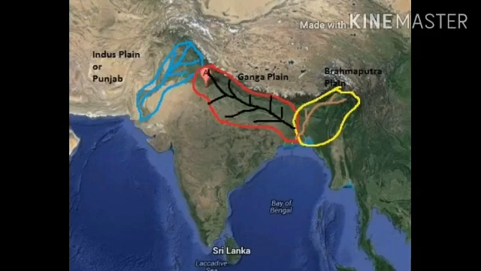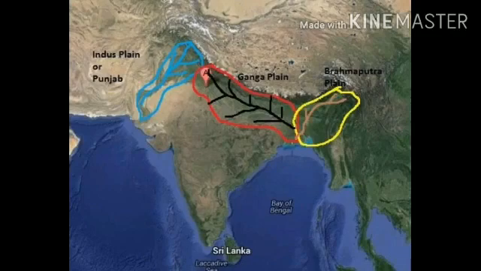Students, now we will discuss the Punjab plain. It is the western part of the plain. It has been formed by the Indus and its many tributaries. Students, do you know the larger part of this plain lies in Pakistan? The Indus and its tributaries, the Jhelum, the Ravi, the Satluj, the Beas and the Chenab, originate in the Himalayas.